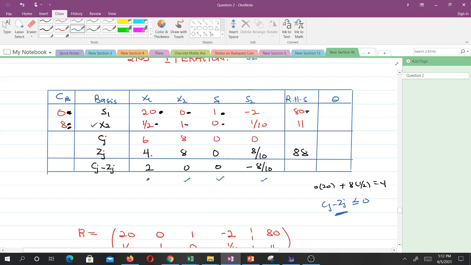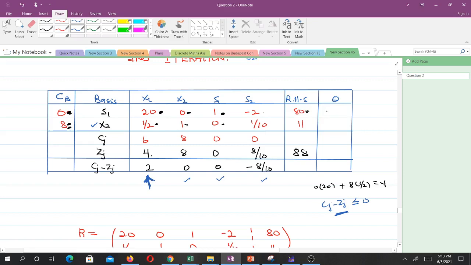To do another iteration, we have to know which column will enter and which row will leave. Since it's a maximization problem, we take the one which is higher here, and that is 2. So that means this column is going to go into the solution, but you have to know which of them is going to leave. You can only know which row is going to leave by using the minimum ratio test.